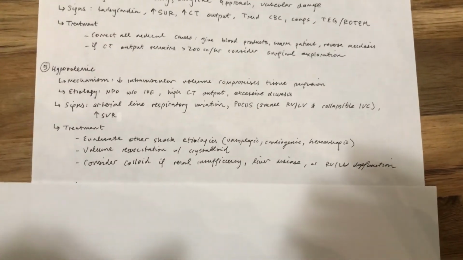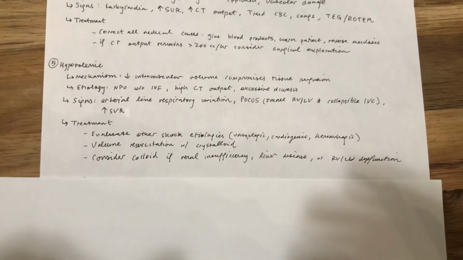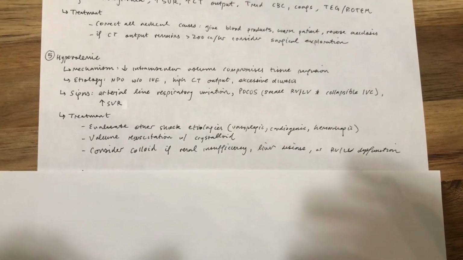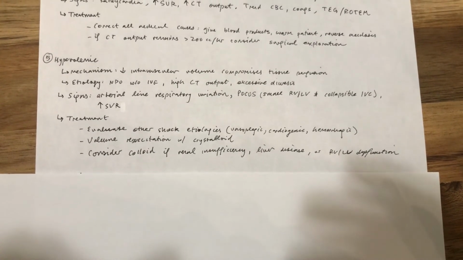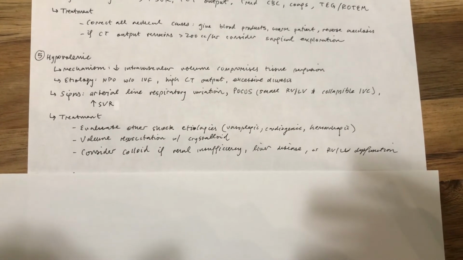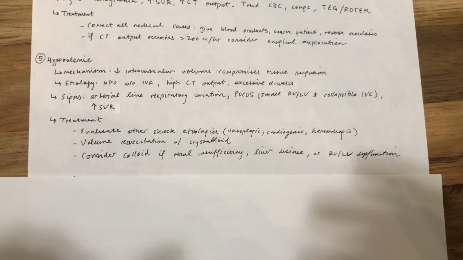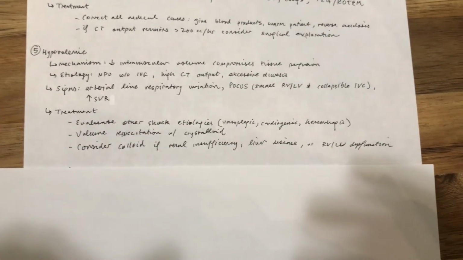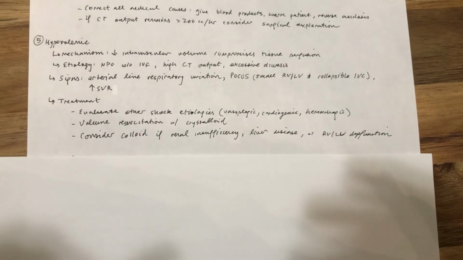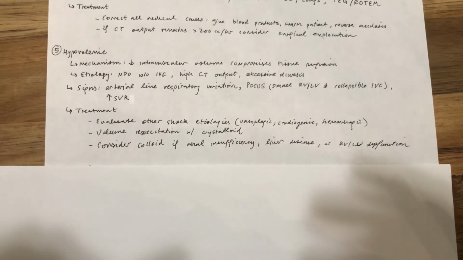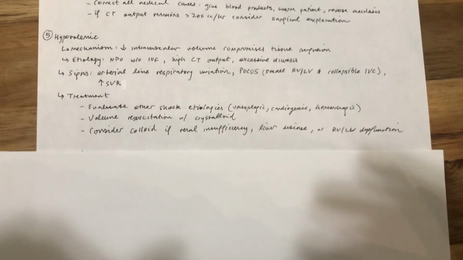So the next thing we'll talk about is hypovolemic shock, and this is the great imitator, because the mechanism of this is decreased intravascular volume. However, other things can look like this, so just keep that in mind as we go through. The etiologies are patients who are NPO without IV fluids, patients with high chest tube output, or with excessive diuresis. And you can sometimes see arterial line respiratory variation. You can also use point of care ultrasound as well. I think hemodynamics are a little bit less useful in this situation.